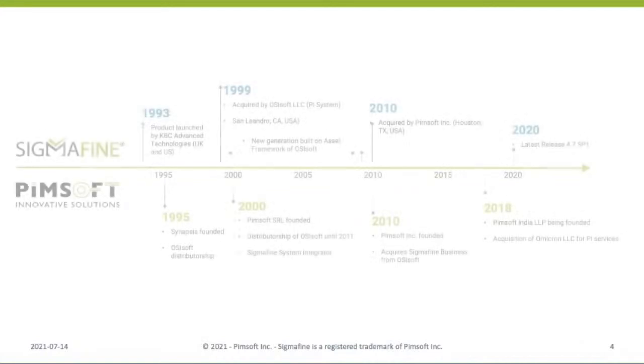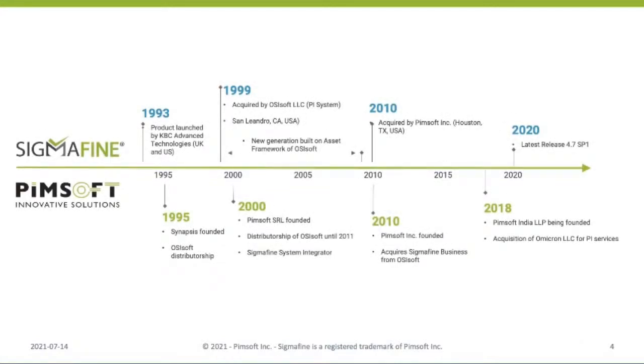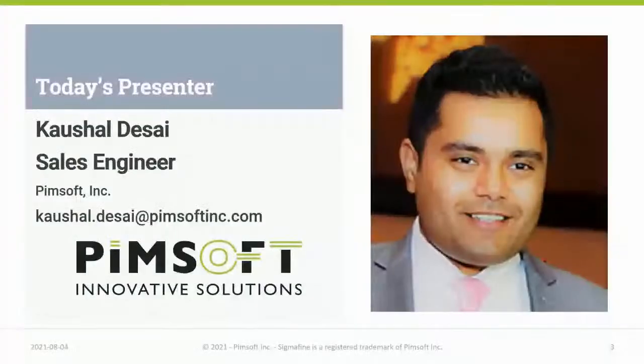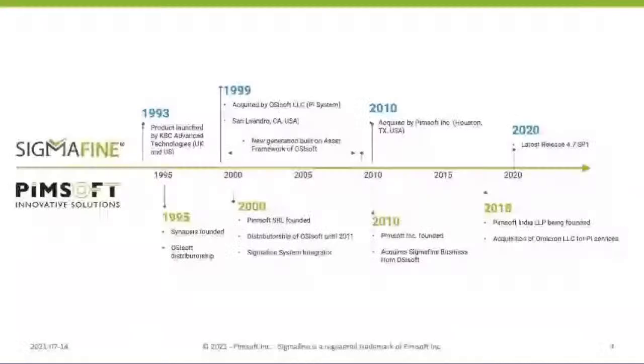Please allow me to introduce PEMSoft and Sigmafine history. Sigmafine started in 1993 with KBC, while PEMSoft started in 1995 as a distributor of the OCSoft products, and through the years acquired the Sigmafine product from OCSoft. PEMSoft continues to grow its relationship with OCSoft as we now have a multi-layered partnership. PEMSoft has local offices in USA and India. Our growth also includes the acquisition of Omicron, which has expertise in OCSoft product customization.